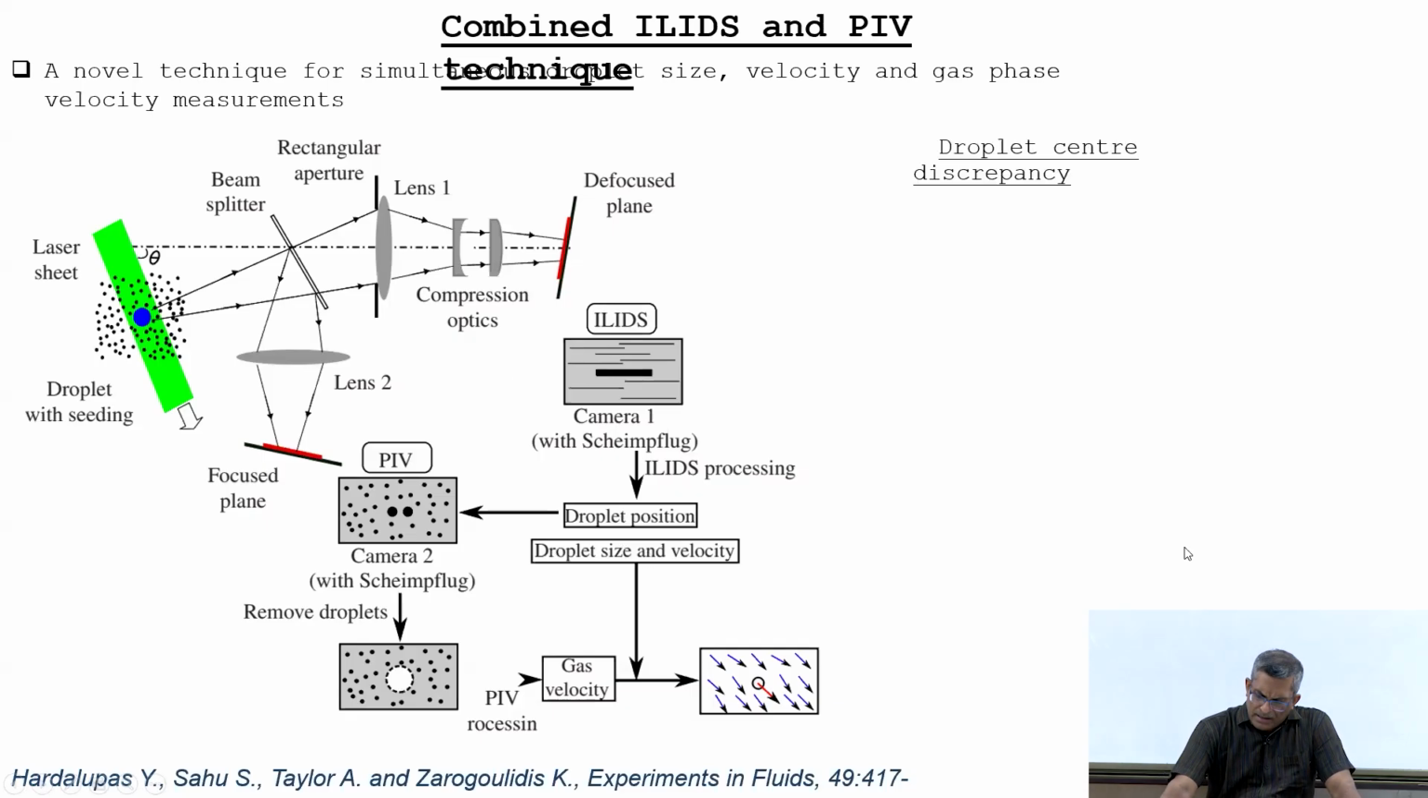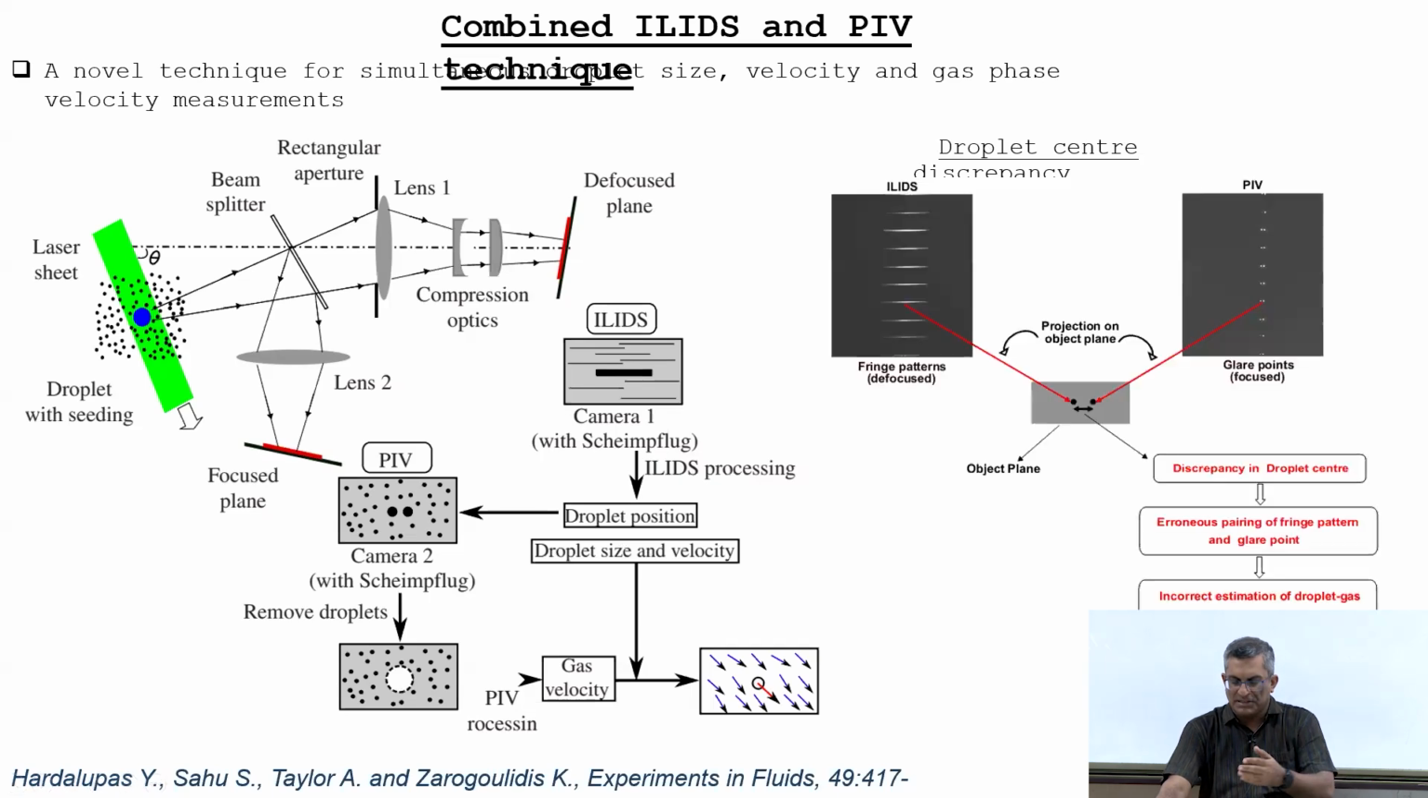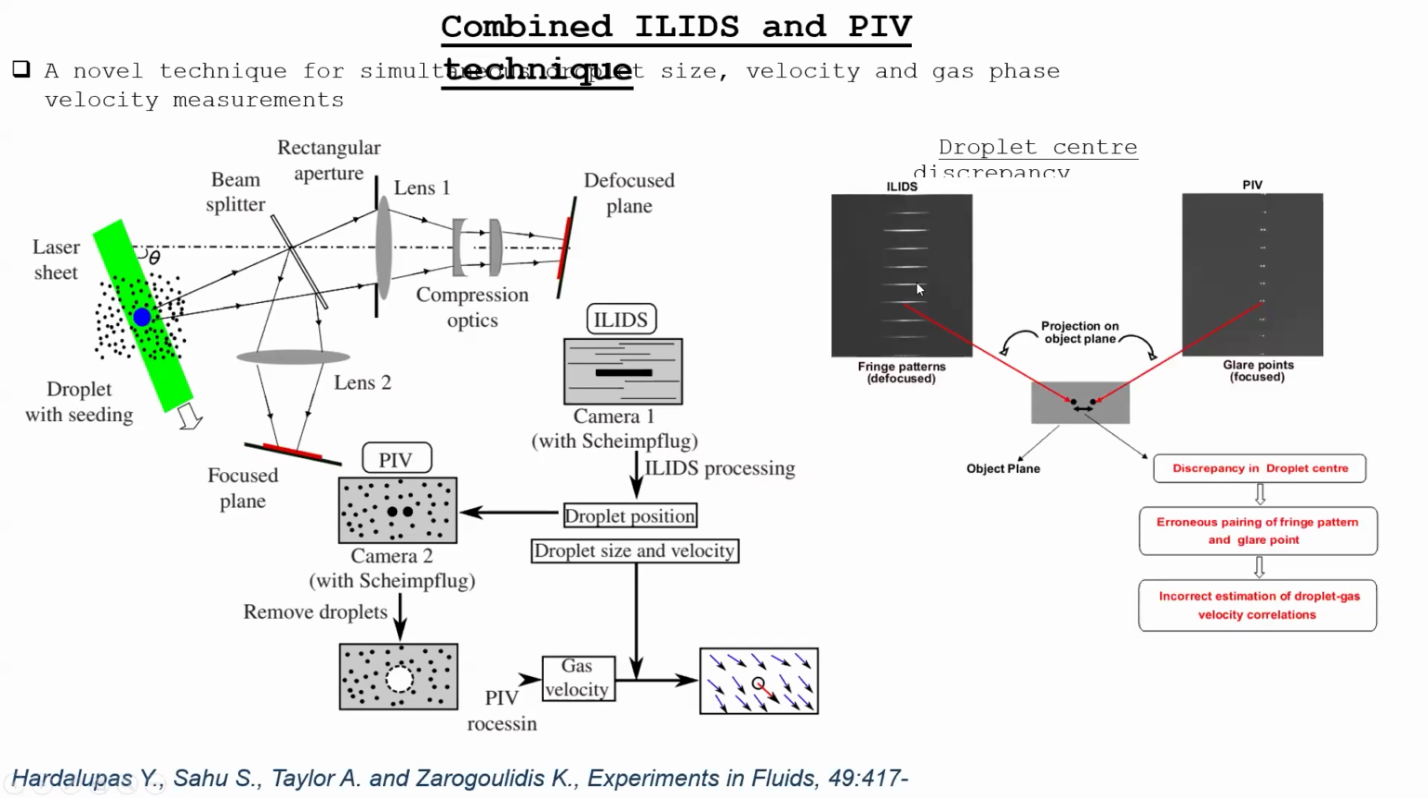But this leads to some challenges, which is known as center discrepancy. I am not going into too much detail on it. What happens is that when you image the same droplets as shown here, we are using a droplet generator. A droplet generator is a device which generates a stream of same-size droplets. You can say it is a simplified spray.